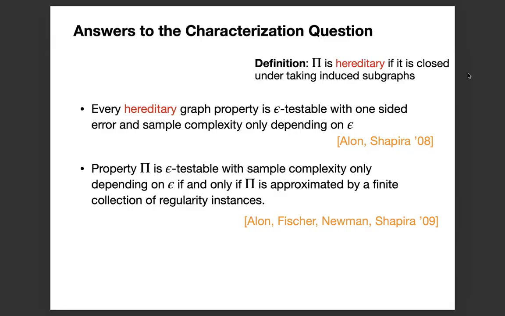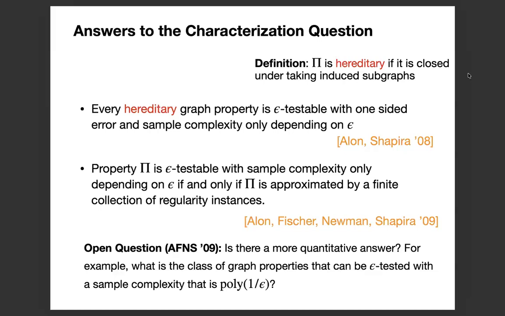Okay, so as Janani pointed out, these are both coming from the regularity lemma. And so even though these are saying really nice things about being testable, it doesn't tell you anything about what the dependence on epsilon is. In fact, you might get some tower type. There was a question in this work: is there a more quantitative answer to this characterization question? One specific way to phrase this is, can we characterize a class of properties that can be epsilon tested with sample complexity polynomial in 1 over epsilon?